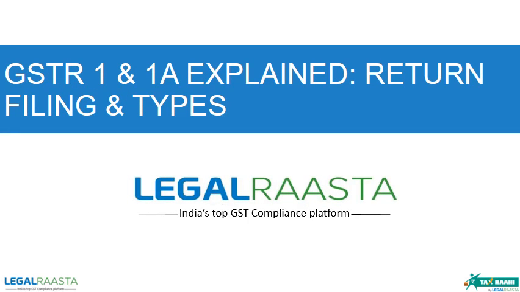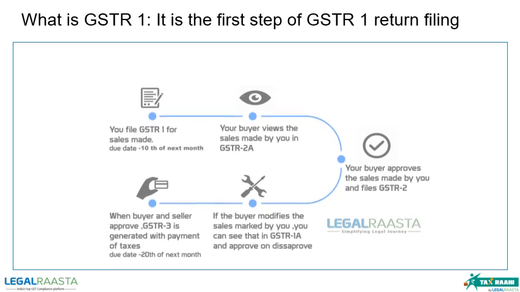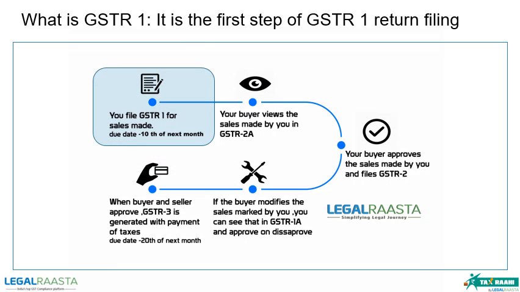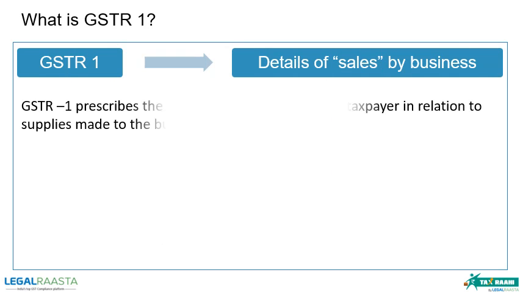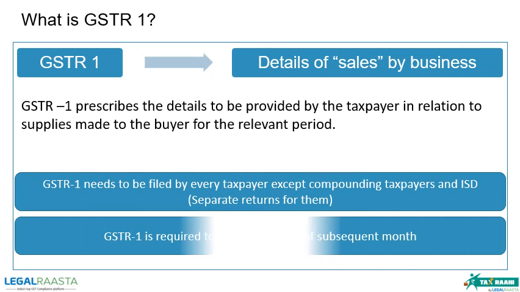In this video, we are going to explain what is GSTR 1, 1A and their filing process. GSTR 1 is made by the seller and contains the details of outward sales by a business. GSTR 1 needs to be filed by every taxpayer except compounding taxpayers and ISD. It is required to be filed by the 10th of the succeeding month.